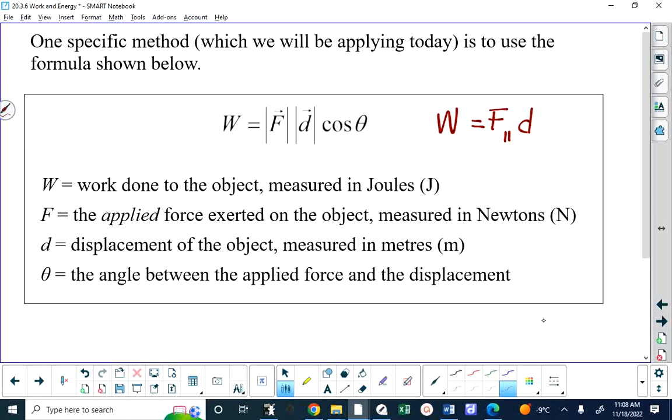Am I applying a force to this 3-hole punch? Yes. Is the 3-hole punch experiencing a displacement? Yes. Are they in the same direction? No. I'm applying a force upwards, and it's moving perpendicular to that. If I apply a force upwards and it moves perpendicular, what's the angle between the two?